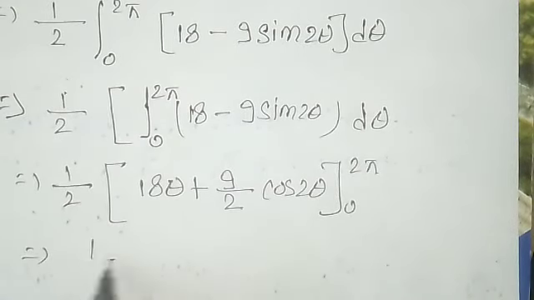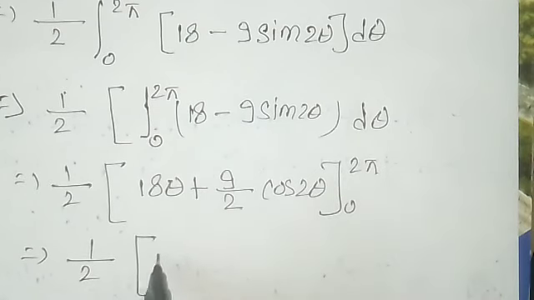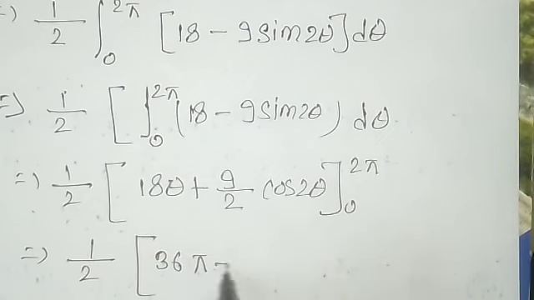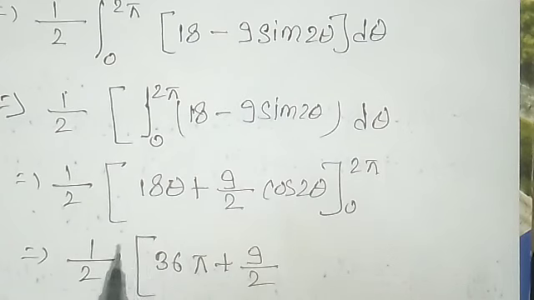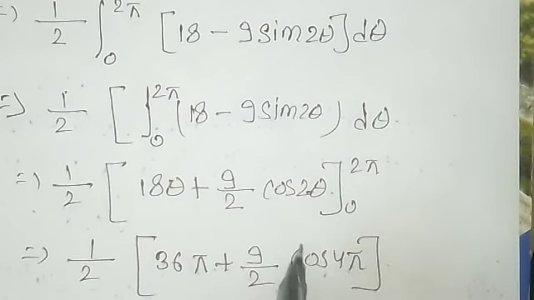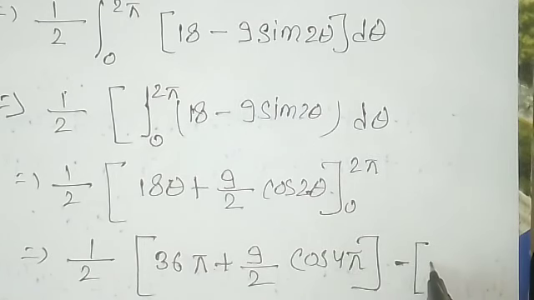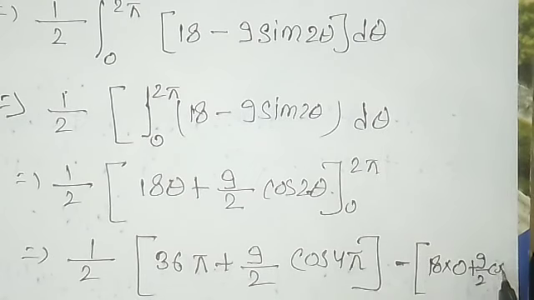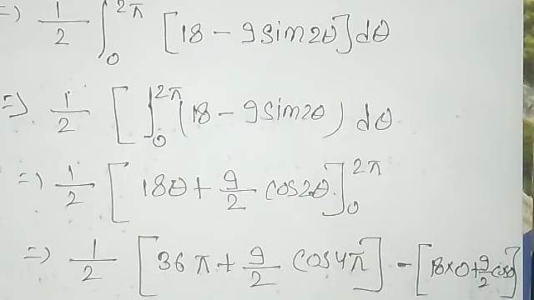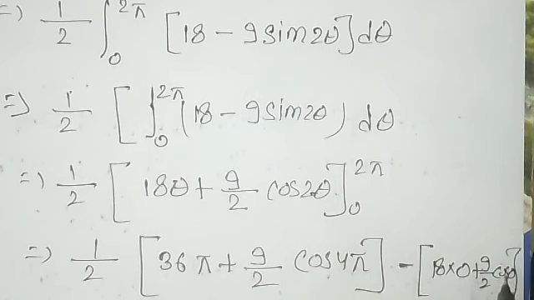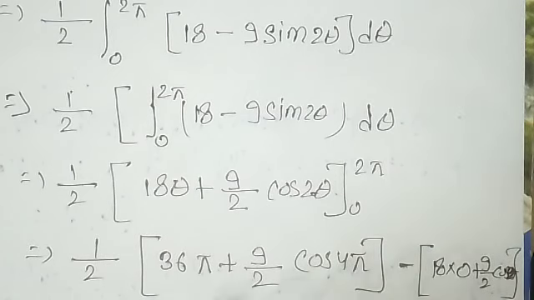So this is half of 18 into 2 pi, that is 36 pi, plus 9 by 2 into cos 4 pi when we put 2 pi, minus 18 into 0 plus 9 by 2 cos 0. Sorry, that is cos 2 pi.